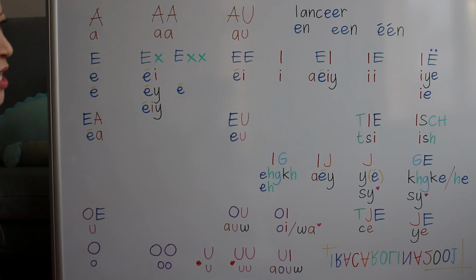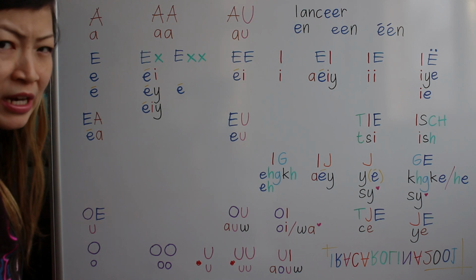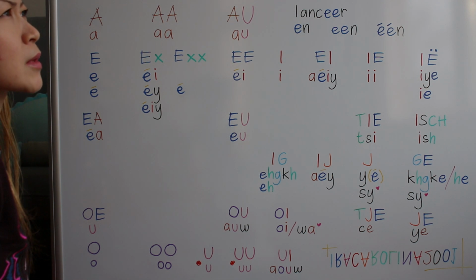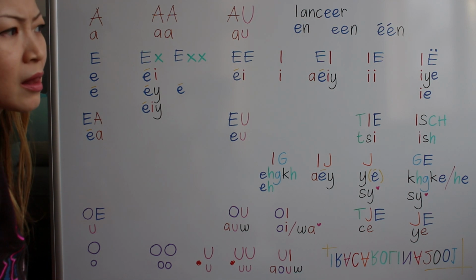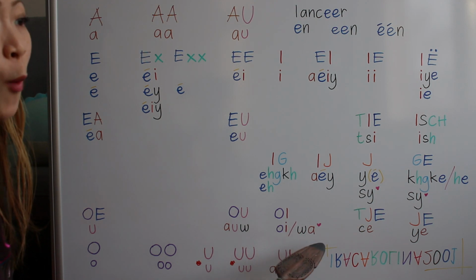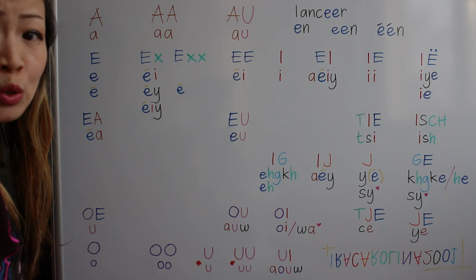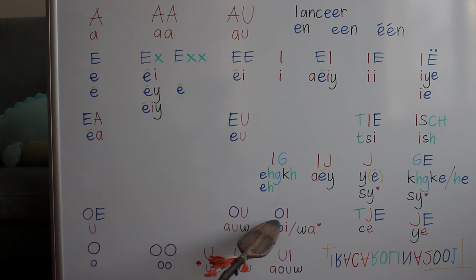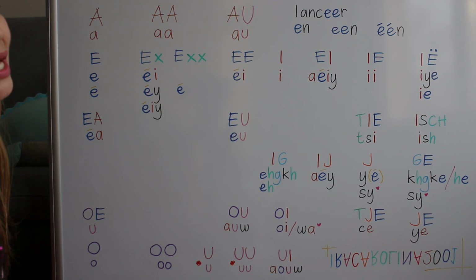But there is at least one word, toilet, that you write T-O-I-L-E-T, but you read this part as wa. So in Dutch it becomes toilet. But majority, if you find this, you will say it as oi. O, longer.